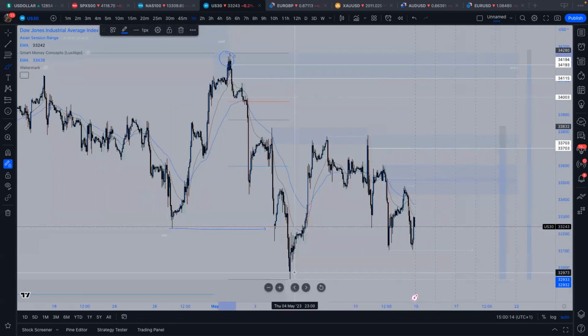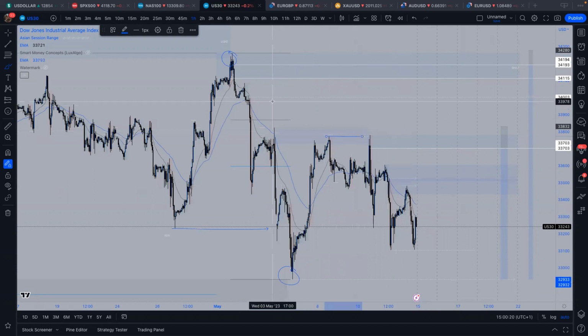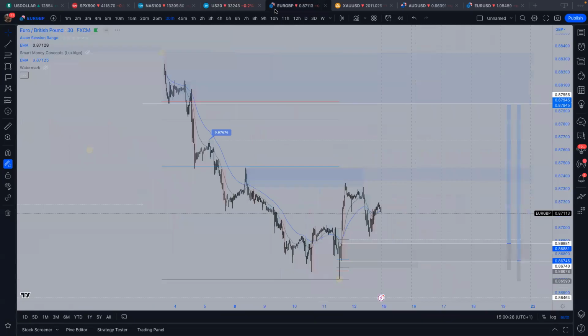This is our high. This is our low. So if we break this, then this is going to be that confirmed lower high to take this down further. So let's kind of wait and see what happens with this.